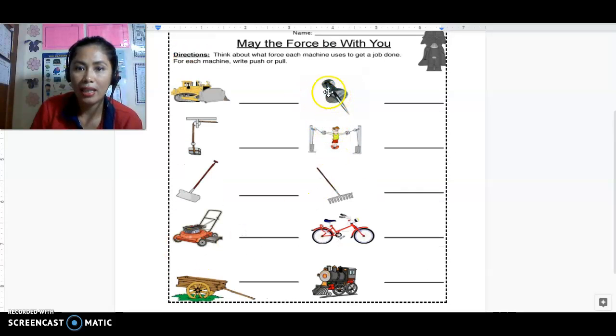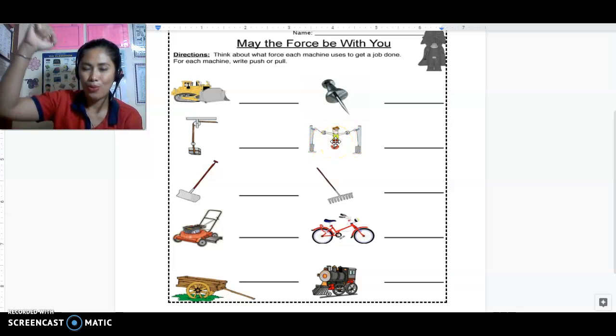And this one is a pin, or like a thumbtack. We use it to pin our paper to stick it on the wall. And this one is for exercise. You can use it to do some exercise. So what do we do with this in order to make our muscles move, right?